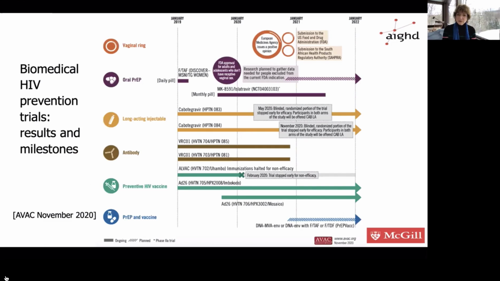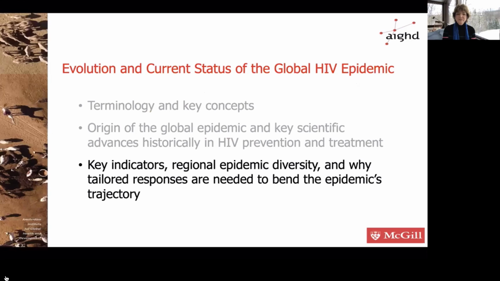A go-to source for information is the AVAC website. I highly recommend it. Here is a chart on biomedical HIV prevention trials, the results and the milestones for vaginal rings, oral pre-exposure prophylaxis, for long-acting injectables, for monoclonal antibody studies, for preventive HIV vaccine, and for PrEP and vaccine.